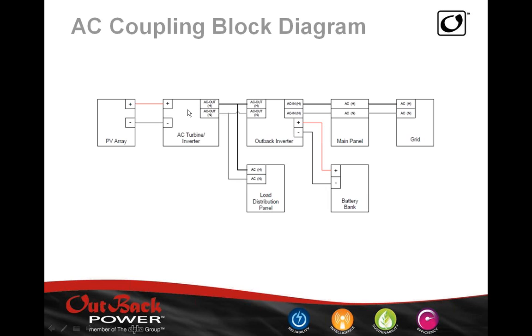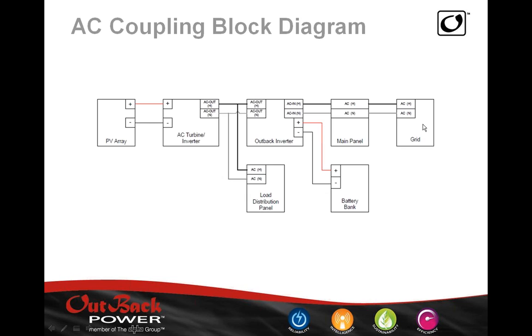Here's our PV array. Here is our battery-less inverter. Here are our output terminals that are connected to the output terminals of our OutBack inverter. Here, parallel to this section, is the protected loads panel. And feeding the inverter is our battery bank. And please note that both the battery-less inverter and the OutBack inverter are synchronized to the grid. So they're still, in a way, listening to the grid.